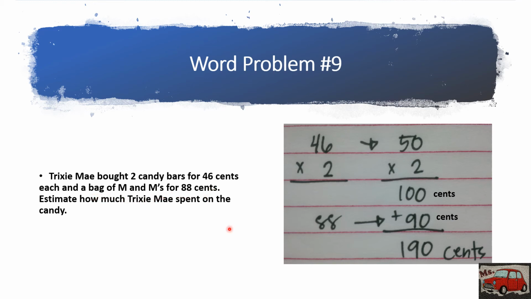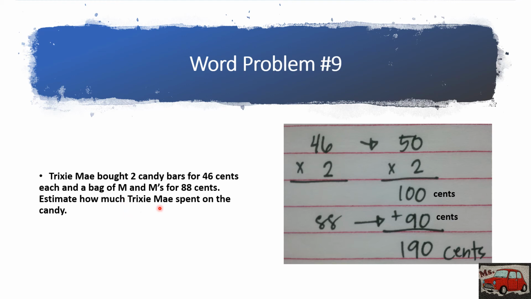Alright? So, since we're asking for the estimated cost, round off na lang muna natin yung mga numbers natin. Okay? And, since ang keyword natin is 46 kada isa, at bumili siya ng 2 candy bars, ibig sabihin, i-multiply natin. So, our operation is multiplication. And then, nag-add pa siya ng isang bag ng M&M. So, ang isa pa nating operation is addition.